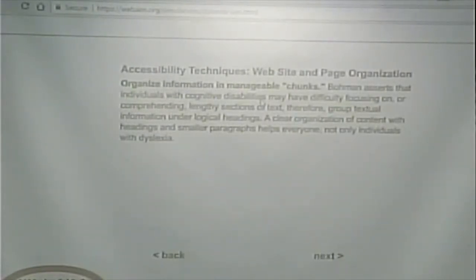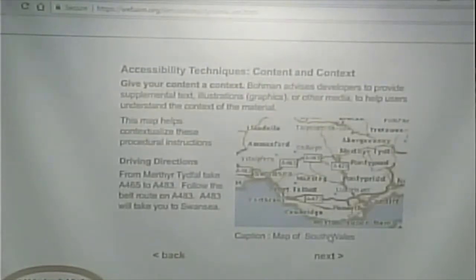Organize information in manageable chunks. Again, sounds like a good basic web design principle. Give your content a context. So, in addition to having written things, have a picture that goes with it that can help put the text in context. If someone's reading something and they see a picture next to it, that helps someone with dyslexia decipher some of the text.